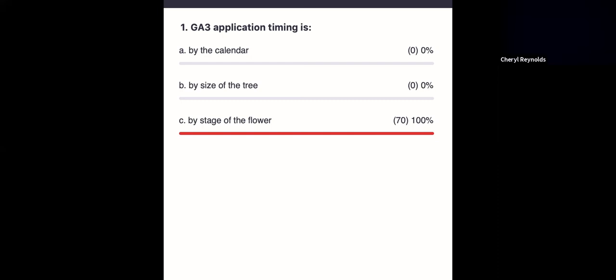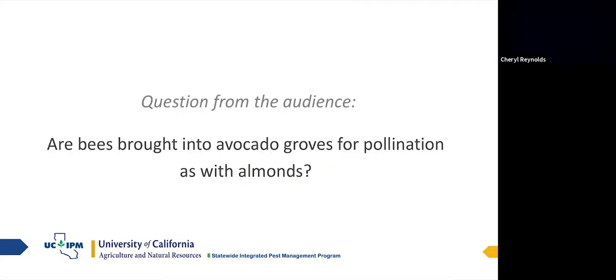And we have some questions coming in, and so I'll ask you one at this time. So the first question here is, not being a grower, are bees brought into avocado groves for pollination as with almonds?